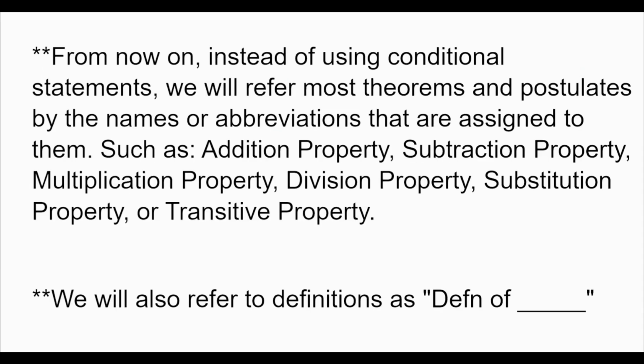Now looking at proofs, from now on, instead of using conditional statements, so if-then, we'll refer to most theorems and postulates by the names or abbreviations that are assigned to them. So in my reason column, I can just have addition property, subtraction property, multiplication property, division property, substitution property, or transitive property. Any property that we learn from now on, we can just state that property. We can also refer to definitions as definition of whatever definition we have. So instead of the conditional statement for, let's say, angle bisector, if a ray bisects an angle, then it splits the angle into two congruent angles, I can just say definition of angle bisector.